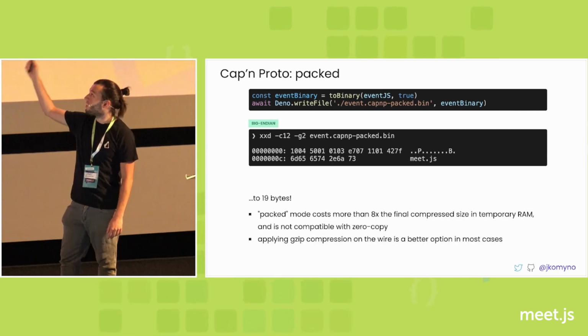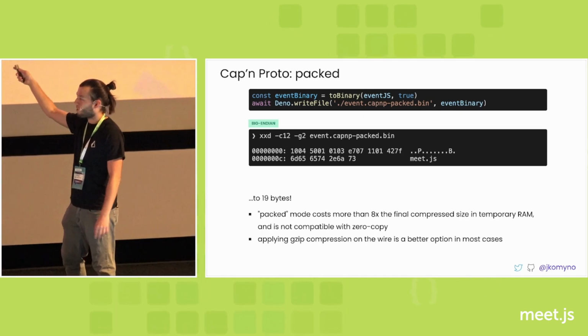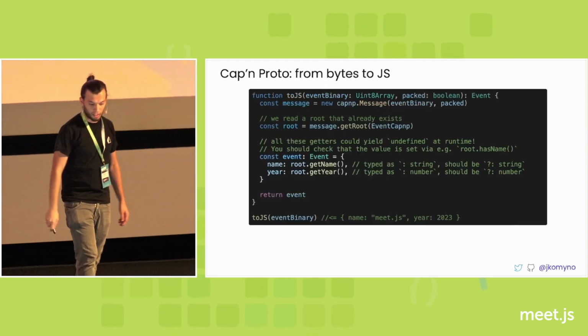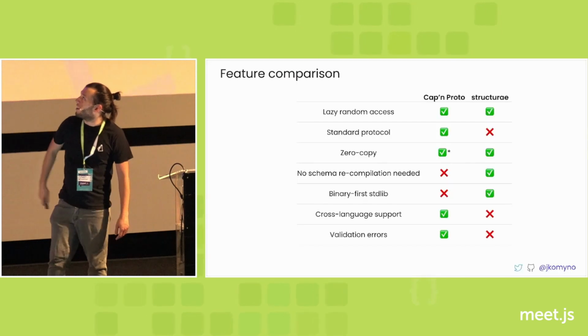What's the problem? You throw zero copy out of the window. It's 8 times slower in memory. And using just the compression over the network will be better. And I'm going to skip that part, because you're going to find that in the slides.